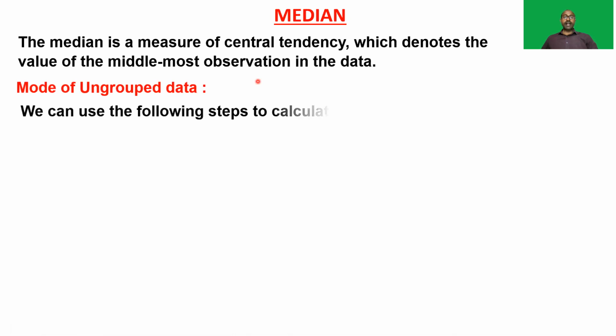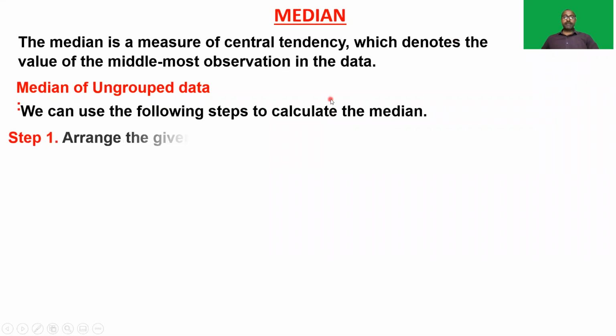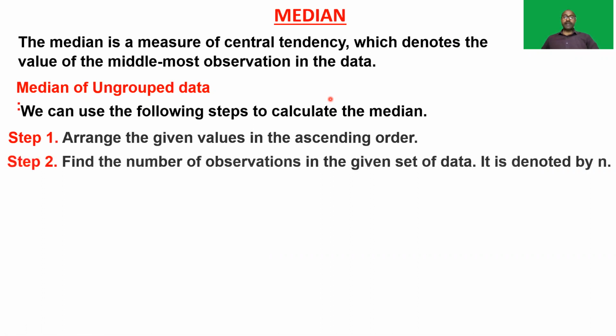While finding the median of ungrouped data, we can use the following steps to calculate the median. So first step is arrange the given values in the ascending order or descending order. We can take either ascending or descending. And after that, find the number of observations in the given set of data and denote it by n.